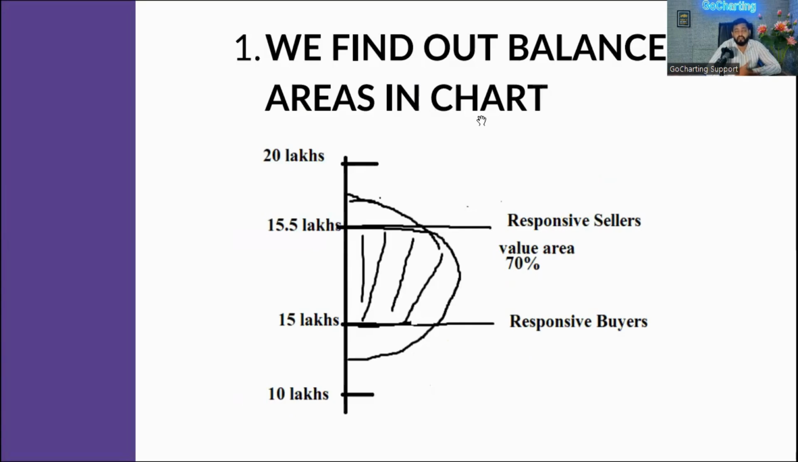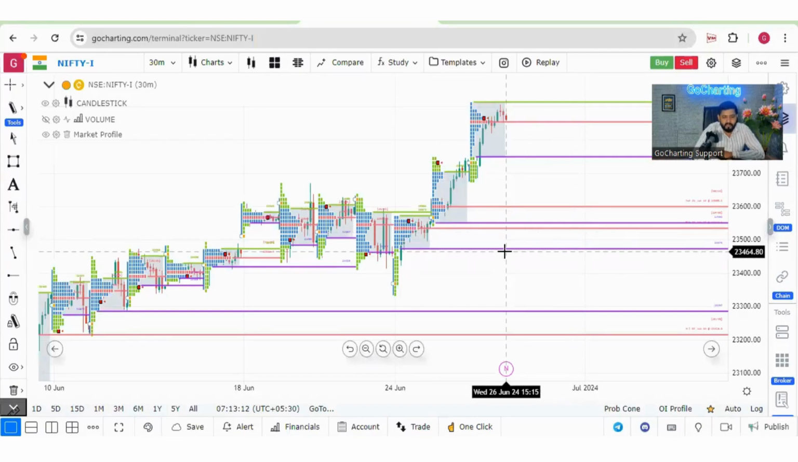Okay, so now let's go to the chart and try to understand what I'm saying. Now this is our market, the 26 June market. Guys, if you see what I have just said, you see these profiles. This was a profile, this was a profile, this was a profile, this and this.